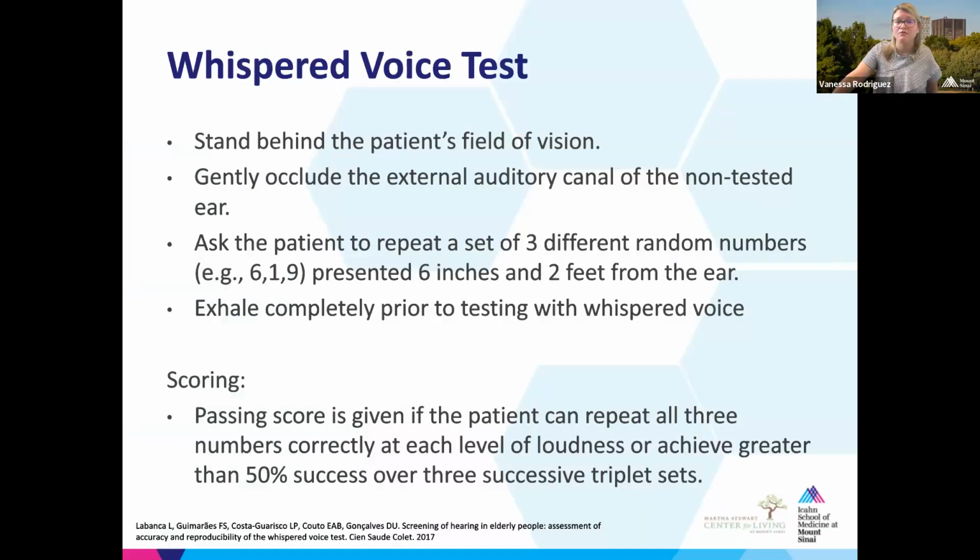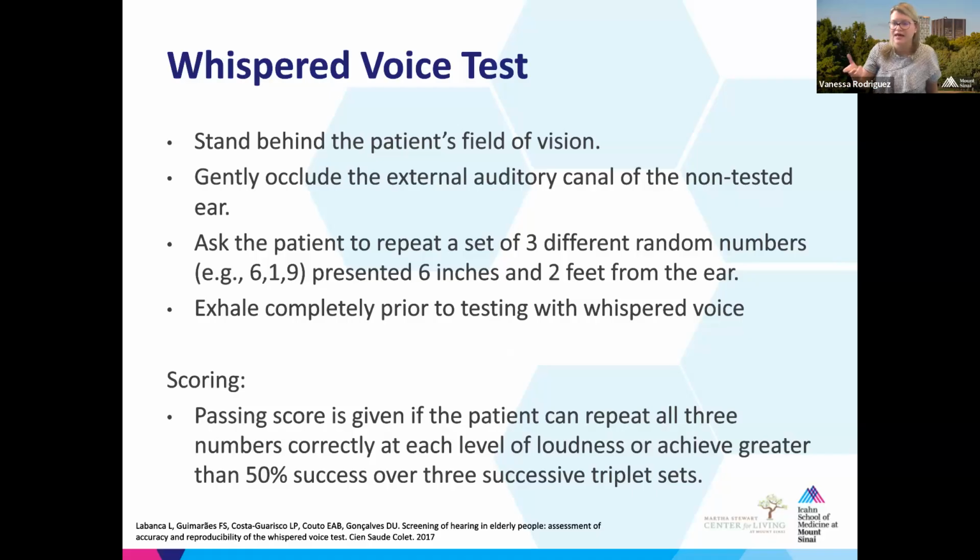Hearing is very important. There is a big prevalence of sensorineural hearing loss, and there are very quick tests that you can do in practice. One of them is the whispered voice test, which basically involves standing behind the patient's field of vision. You occlude the ear canal of the ear that is not being tested, and you ask the patient to repeat a set of 3 random numbers, presented between 6 inches and 2 feet from the ear. Before you do that, you exhale completely prior to the testing, and you whisper very, very gently those combinations of numbers.